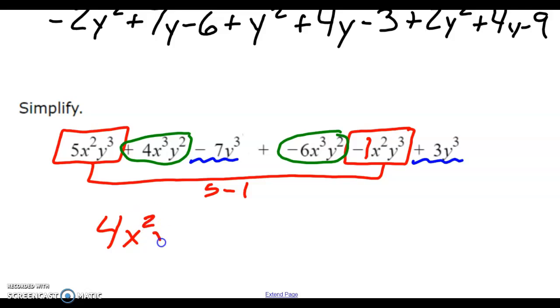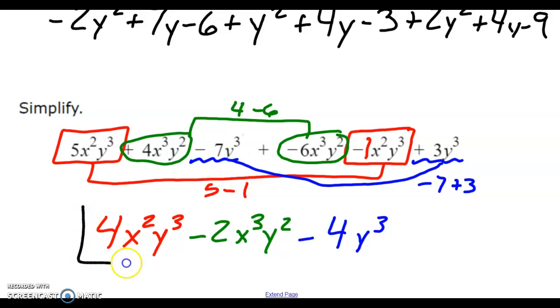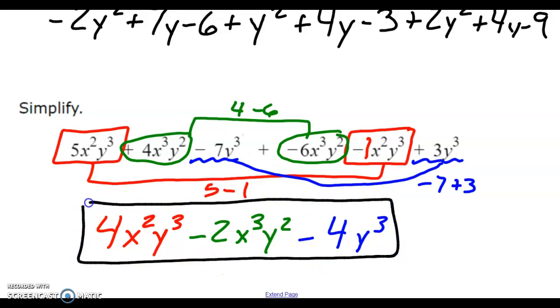4x squared y cubed. And then in green, 4 minus 6 is really the only arithmetic you're doing. 4 minus 6 is negative 2. And what type of term was it? It was an x cubed y squared. And then when you've got negative 7y cubed plus 3y cubed, again, you're just doing negative 7 plus 3, which is negative 4. So you have negative 4y cubed. And that would be your final answer.